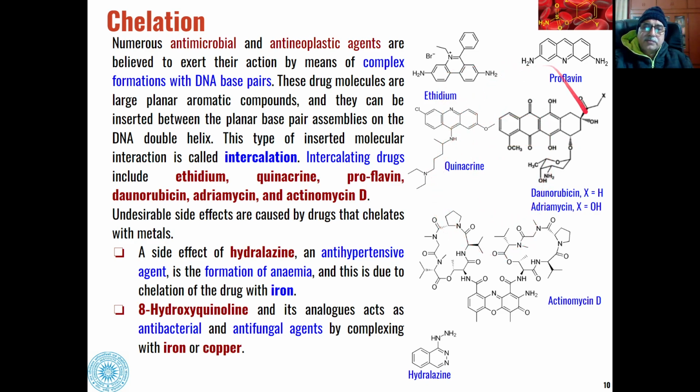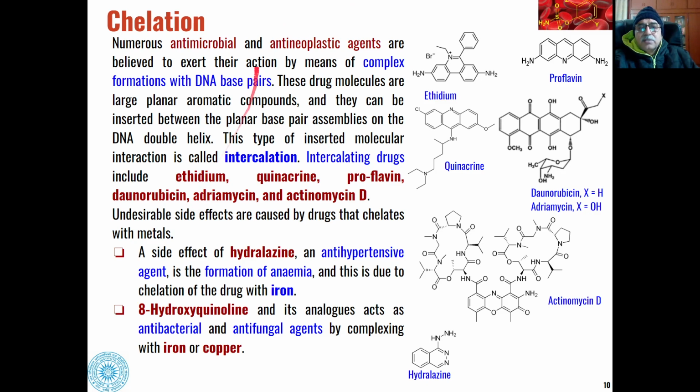And because of this planar aromatic structure, they can be inserted between the planar base pair assemblies on the DNA double helix, and this type of interaction between the DNA and these planar aromatic compounds is called intercalation, and these drugs are called intercalating drugs. So these are the most commonly used intercalating drugs, which act as either antimicrobial drugs or antineoplastic agents.